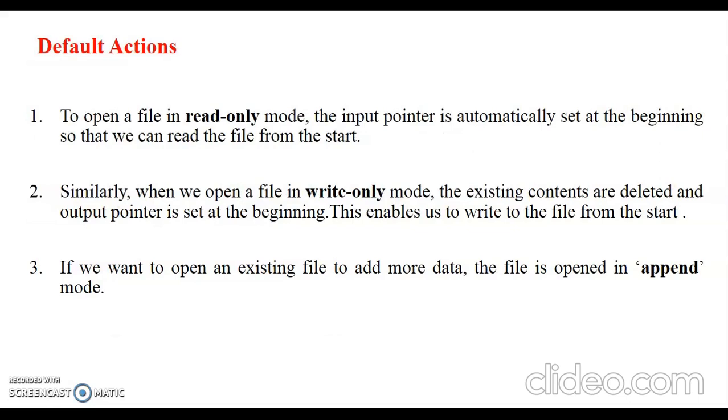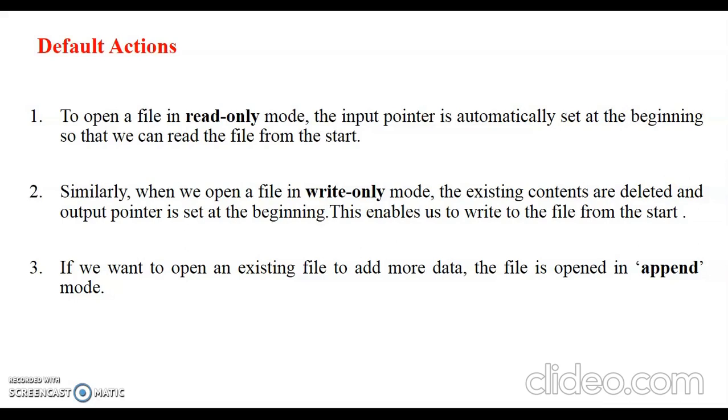There are some default actions on a file. When we open a file in read-only mode, the input pointer is automatically set at the beginning so that we can read the file from the start. By default, the input pointer is at the beginning of the file, so when you want to read the file, it will start reading from the beginning. It does not mean that you cannot start reading in between; for that you have to think of ways and means, which we are also going to discuss. But the default location of the input pointer is the beginning of the file.